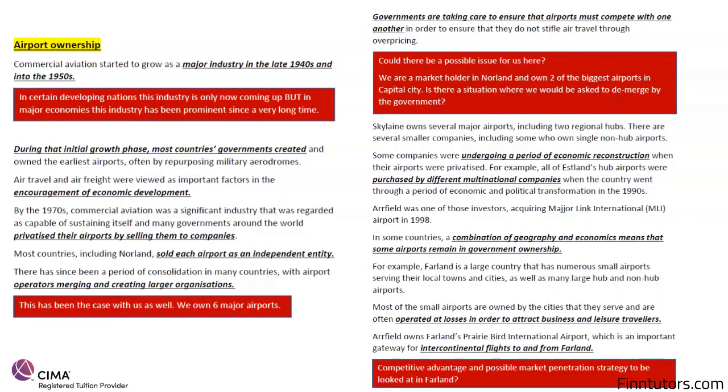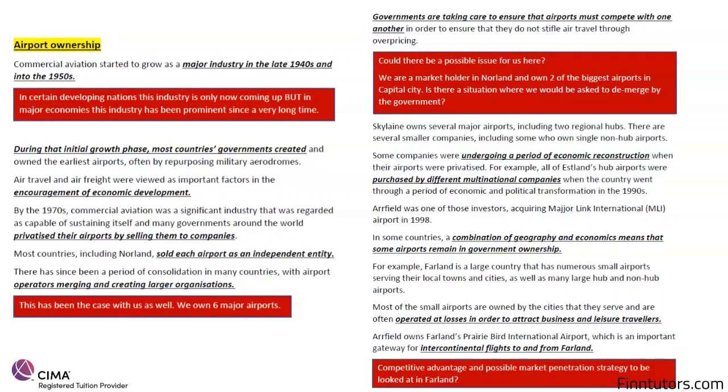That's what your company did as well, right? That's what Arrfield did as well. Most countries, including Norland, sold each airport as an independent entity. So if I sold you, let's say, Capital City International, it was one entity, one company. Every airport at the beginning was one entity and one company. So if I owned 6 airports, I owned 6 companies.